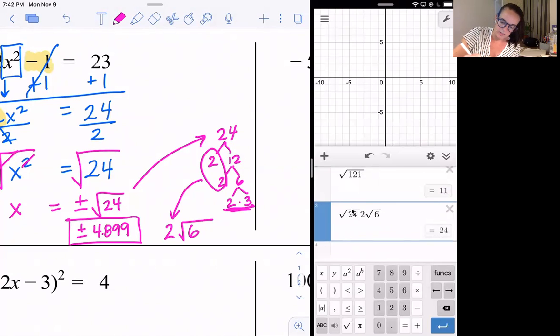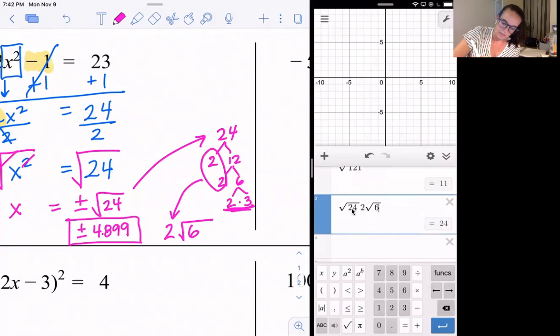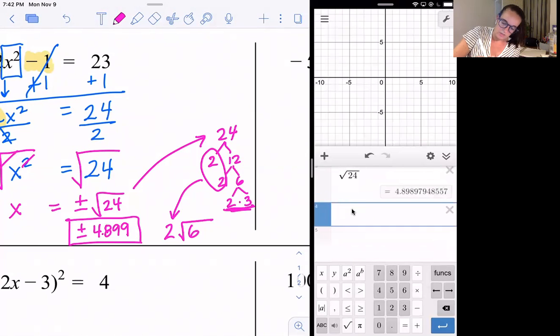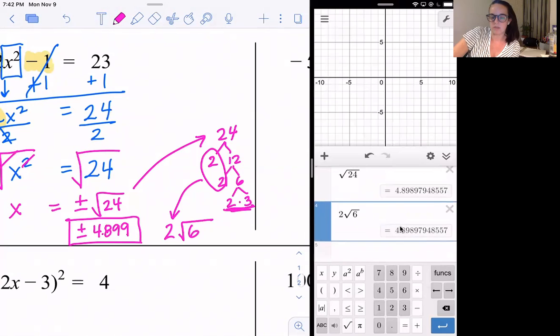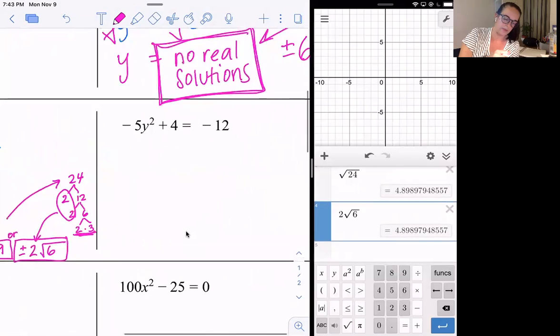Let me go ahead and fix that here. 2 square root 6. Like that. So you can see they're the same decimal number. That's how I know that they are the same. So positive or negative, either one of these is a correct answer. If you're feeling more comfortable with the decimal, that's totally fine. If you like to break it down, you can also create the exact version. So this is the approximate, this is the exact. All right, let's try another one.